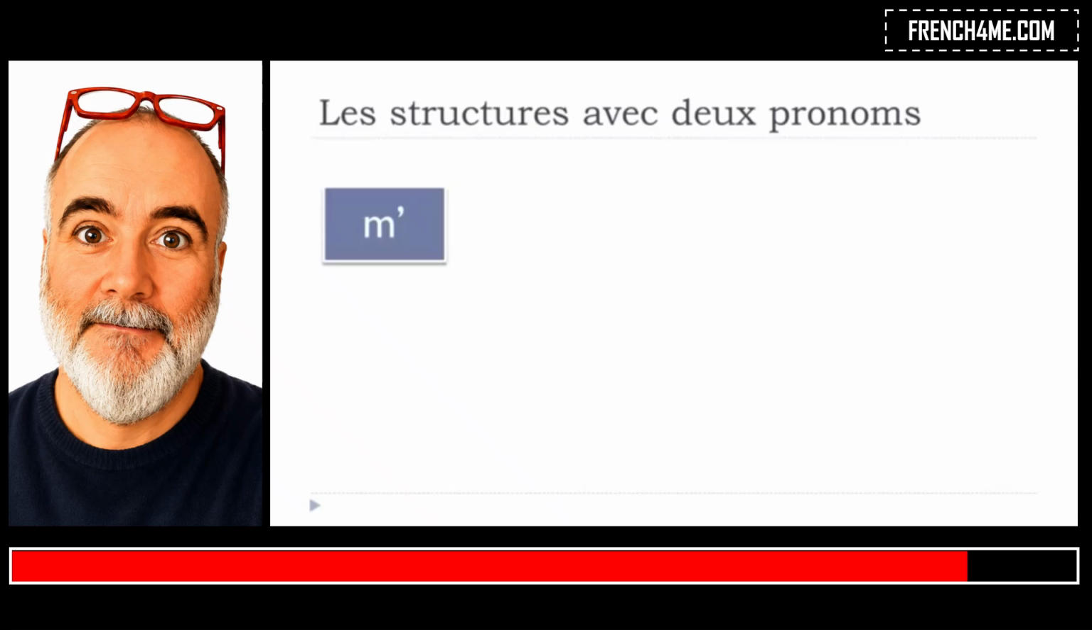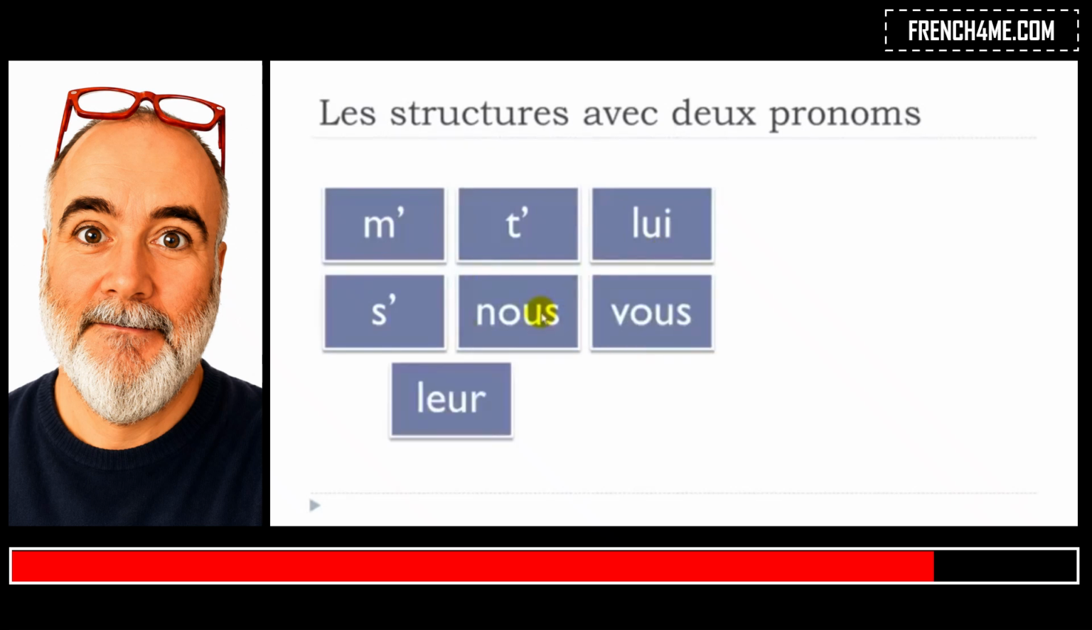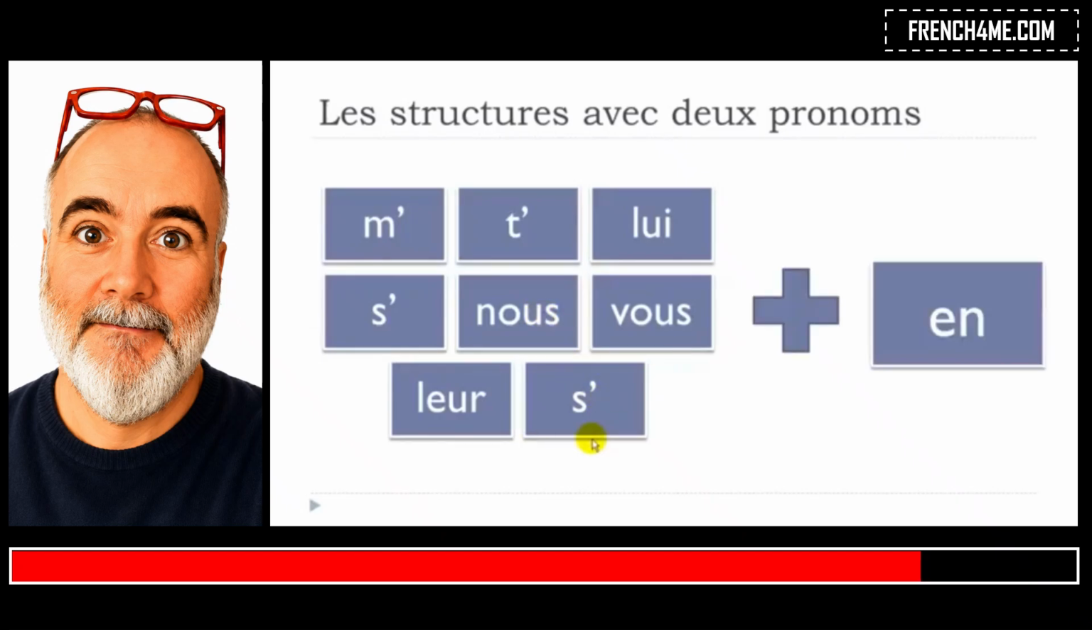So me, or then m', te, t', or then lui, se, or s', nous, vous, leur, and se or s' will be placed before en. Okay, so that's the rule. En will come after me or m', te or t', lui, se or s', nous, vous, leur or se or s'. Okay, so that's the way it will go. So en is coming after.